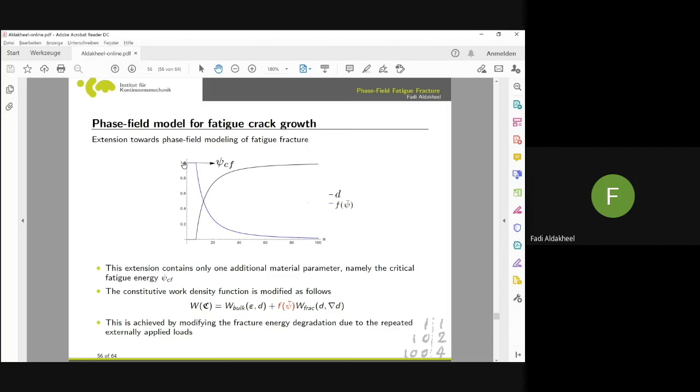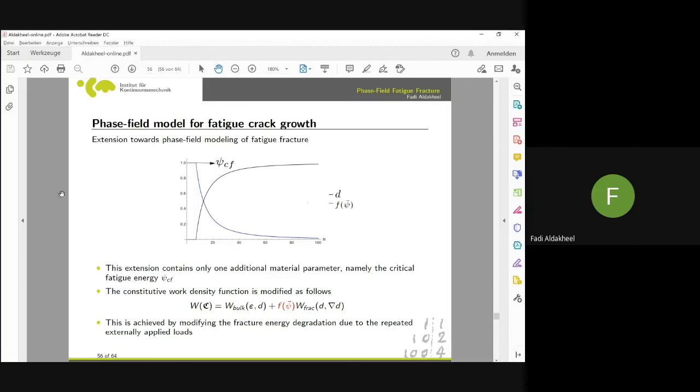So first of all, it is 1 until some threshold. This threshold is the new parameter. So what we introduced before, right? You add only one extra material parameter. With that, you describe fatigue phenomena. Only one extra material parameter.